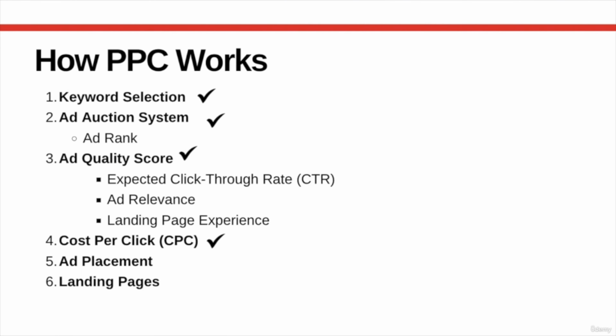The quality and relevance of the web page users land on after clicking the ad. Cost per click, CPC. The CPC is the actual amount paid by the advertiser for each click received on their ad. It can vary based on competition for the selected keywords and the quality score.